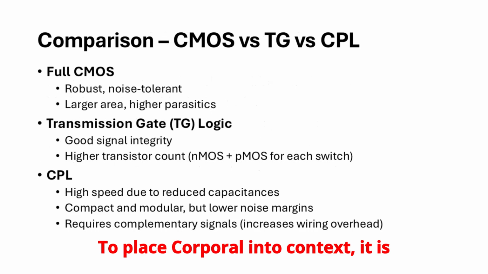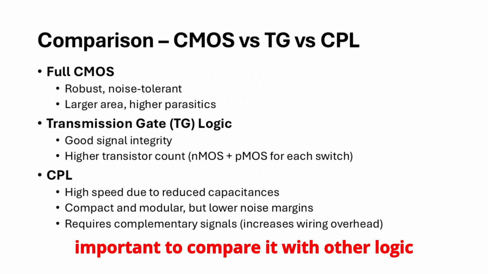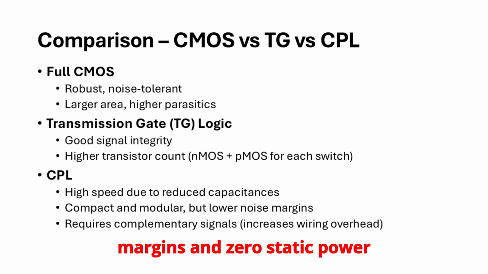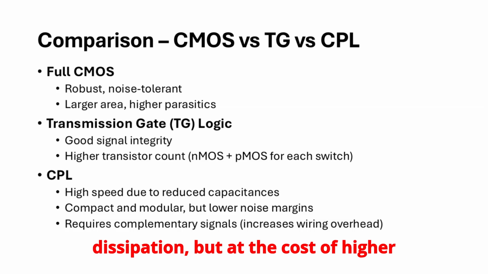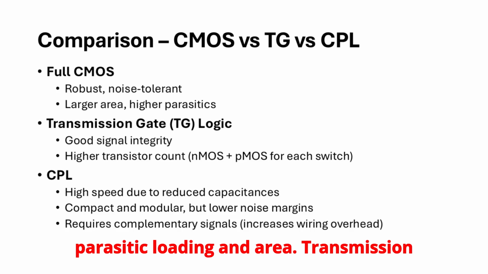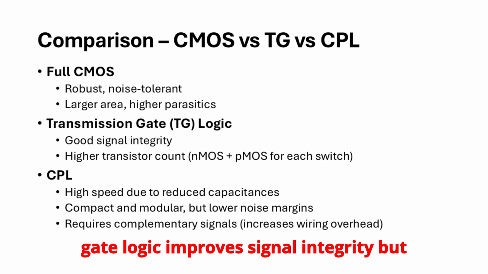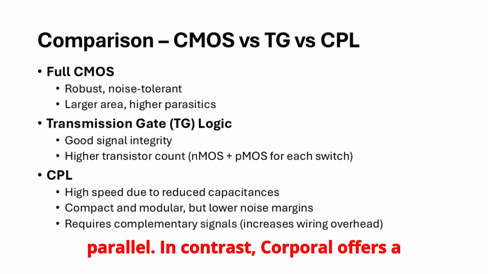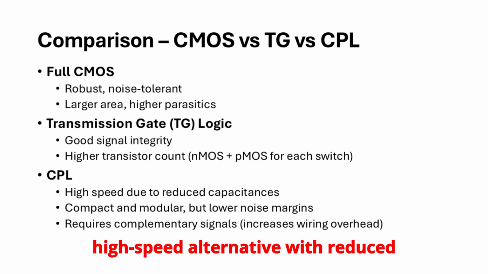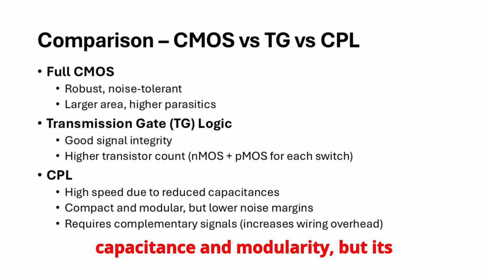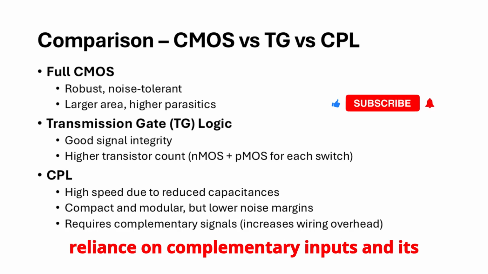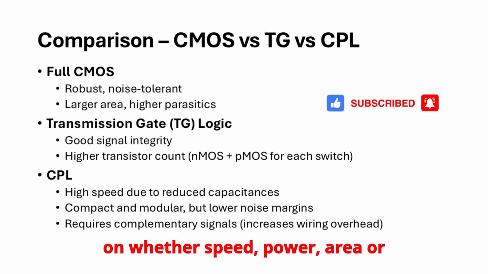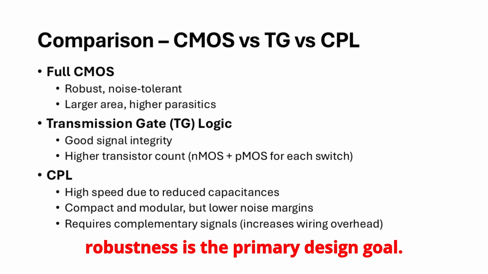To place Corporal into context, it is important to compare it with other logic design styles. Full CMOS is still the most robust, offering excellent noise margins and zero static power dissipation, but at the cost of higher parasitic loading and area. Transmission gate logic improves signal integrity but doubles the transistor count because it requires both NMOS and PMOS in parallel. In contrast, Corporal offers a high-speed alternative with reduced capacitance and modularity, but its reliance on complementary inputs and its reduced noise immunity are significant drawbacks. The choice among these depends on whether speed, power, area, or robustness is the primary design goal.